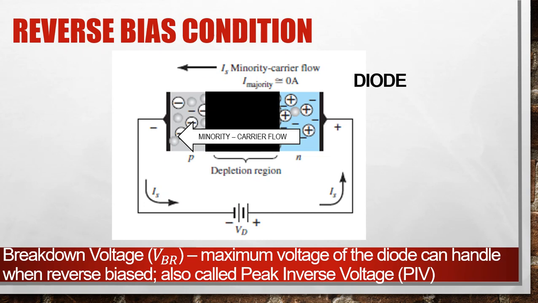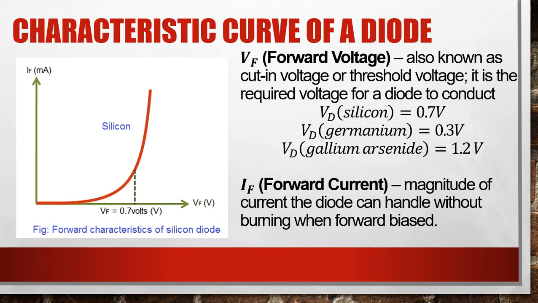Okay, let's discuss the characteristic curve of a diode during forward bias condition. At x-axis, you will see forward voltage. It is also termed as cut-in voltage or threshold voltage. It is the required voltage in order to produce forward current or to make the diode conduct. The cut-in voltage for silicon is 0.7, while the cut-in voltage for germanium is 0.3 volts.